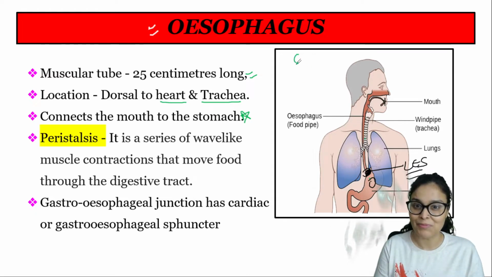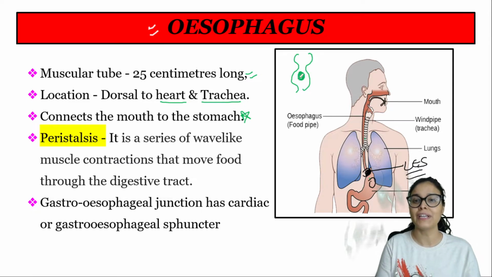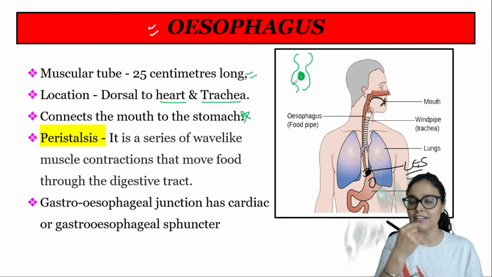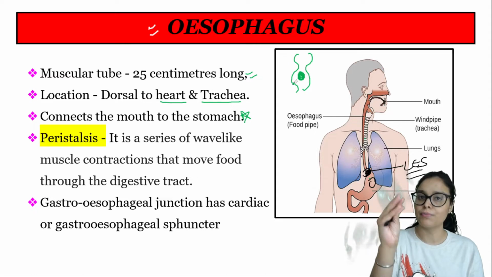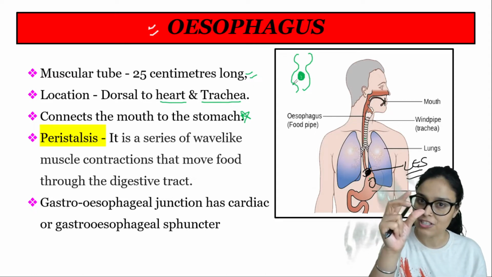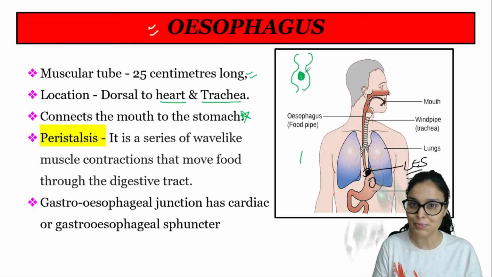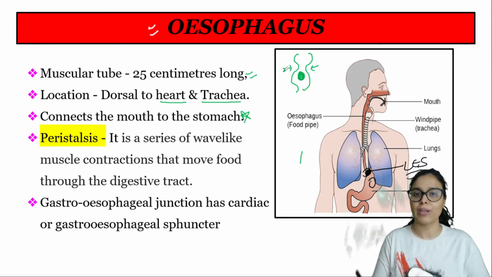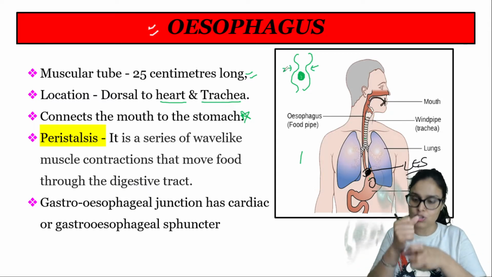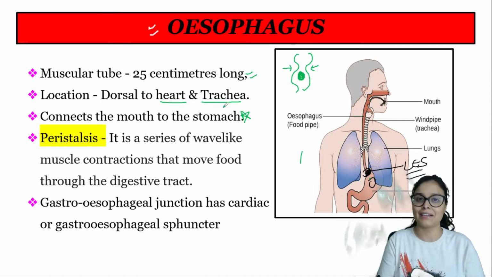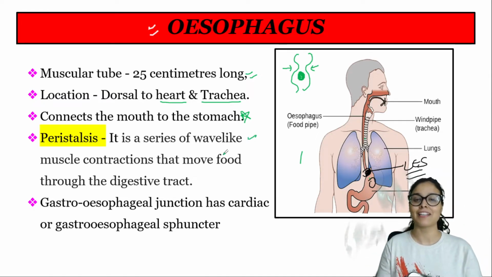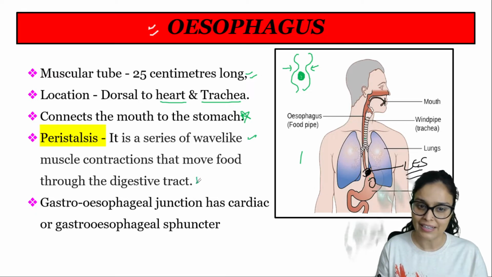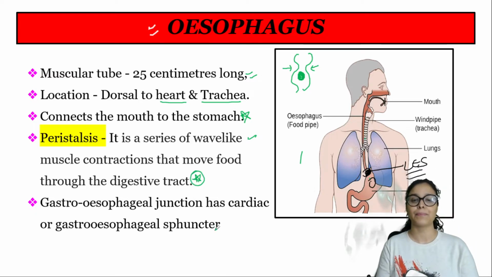What is peristaltic movement? It's a wave-like movement. Obviously the bolus, that means the partially digested food formed in the mouth, a mixture of food and saliva, the whole ball-like structure that forms in the mouth, is known as bolus. So the bolus will be going to the stomach now, through the esophagus. The esophagus will show this wave-like contraction, so that it pushes food into the stomach. A series of wave-like muscle contractions that move food through the digestive tract, which you have to remember.